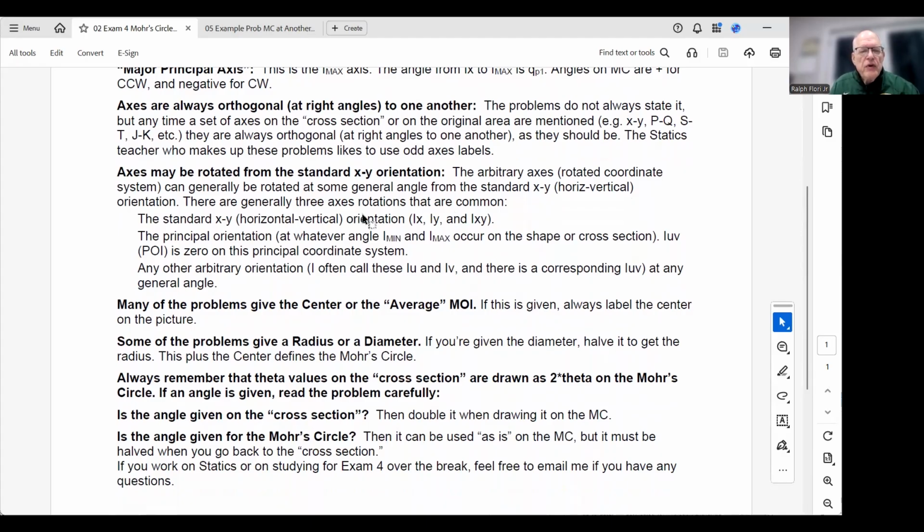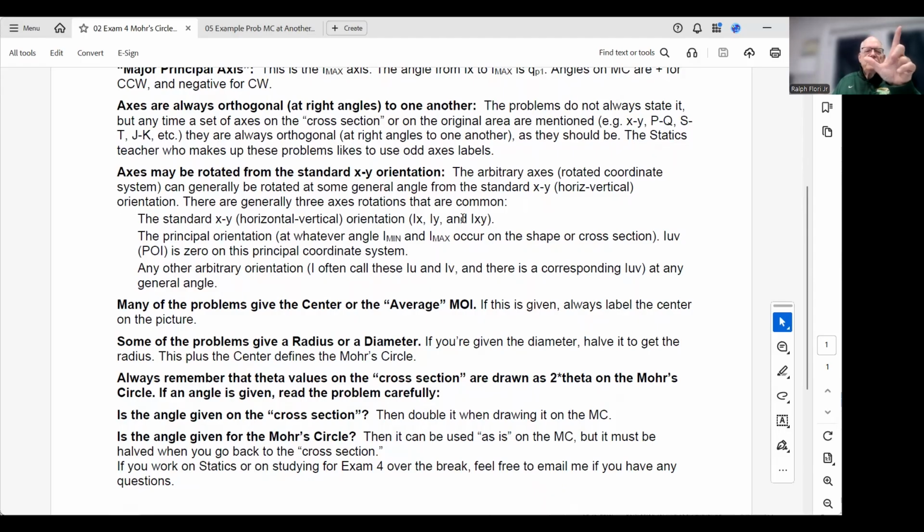Again, there are generally three axes rotations that are common. First of all, the standard XY, horizontal and vertical. About that coordinate system, you might have an IX, an IY, and an IXY product of inertia relative to that set of axes.